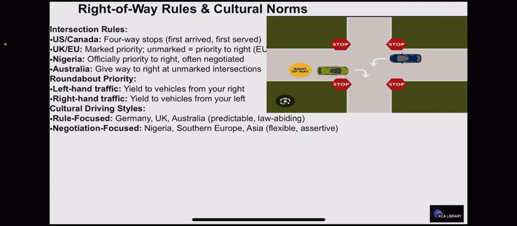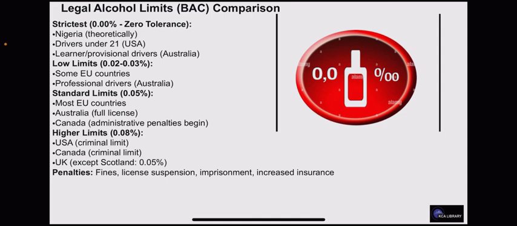Now moving on to cultural driving styles. That is, rule-focused, where we have countries like Germany, UK, Australia. They are predictable and law abiding. Then for negotiation-focused, we have Nigeria, Southern Europe, Asia. So the cultural driving style is flexible and assertive on this side. So let's move on to legal alcohol limits.